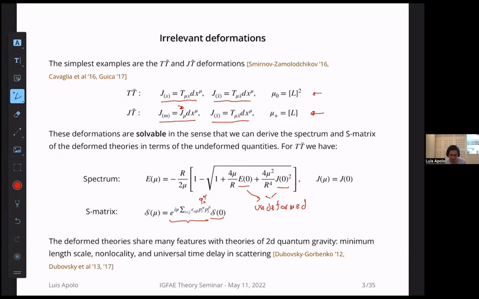So the deformed theories share many features with theories of 2D quantum gravity, including a minimum length scale, non-locality, and universal time delay in scattering. And interestingly, all of these properties can be deduced just from this deformed S-matrix. And the fact that this S-matrix is defined all the way to arbitrarily high energy, so all the way to the UV, is what tells us that these deformations are well defined there.